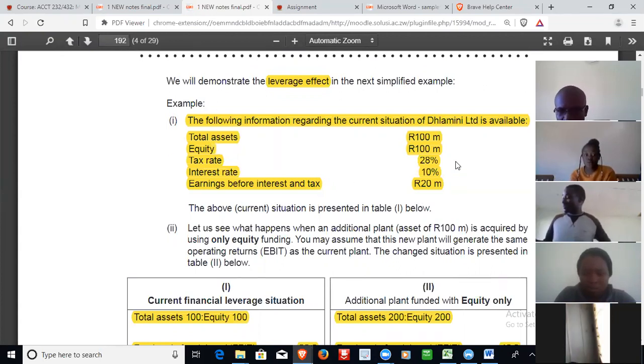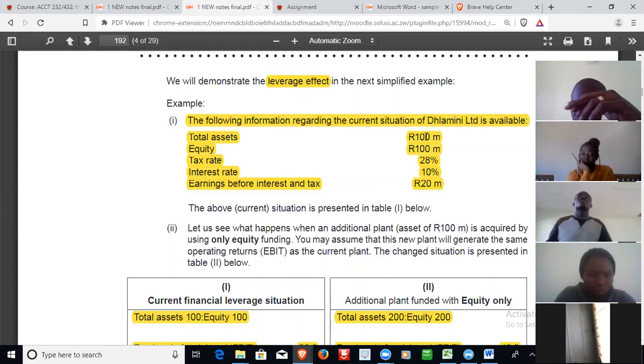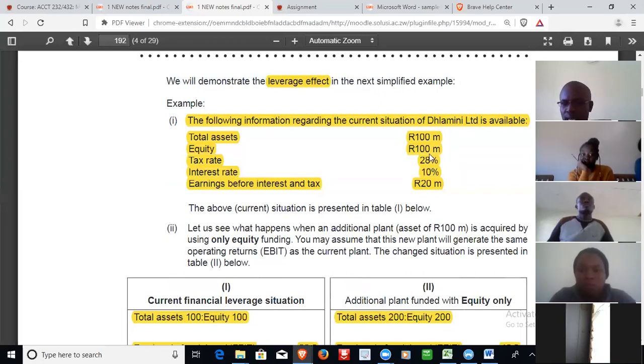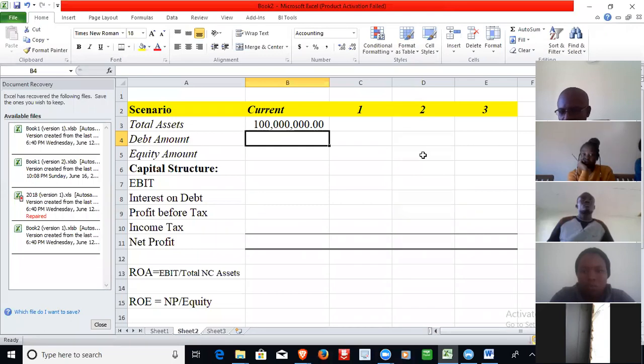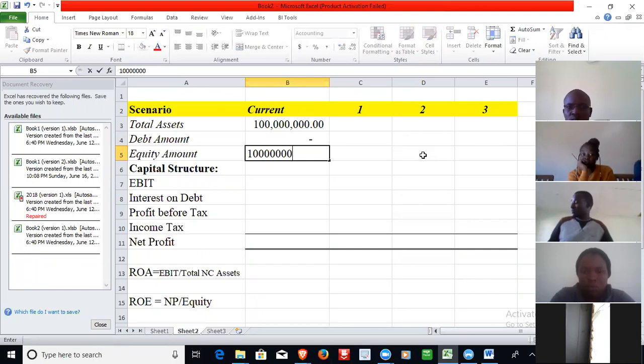In this instance, you see on the screen, we are saying total assets is 100 million. These total assets, that is assuming we are building FOB phase 2. Phase 2 was funded wholly by equity to the tune of 100 million. So there is no debt amount there, so it's zero. Are you together? Then the equity amount is 100 million.